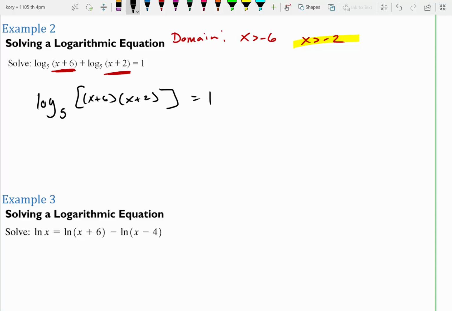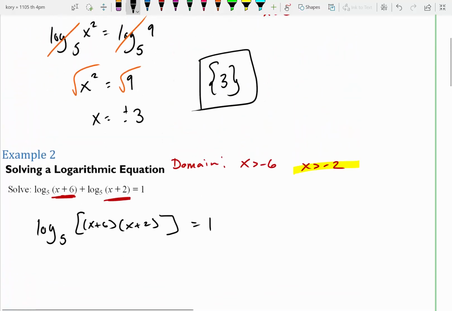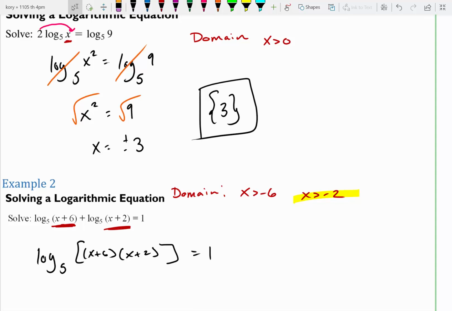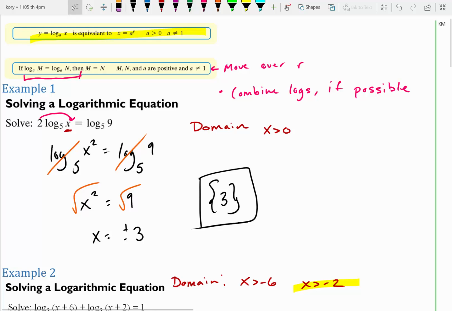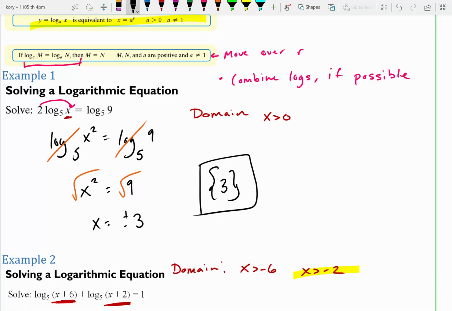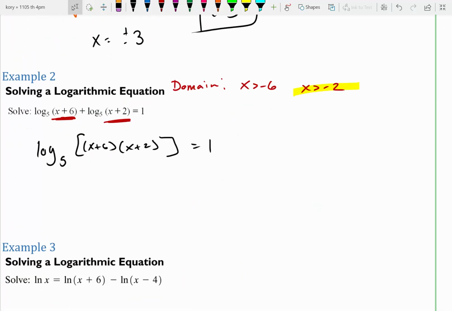Nope, we can't do that, not in this case. You see in example 1 and example 2, in example 1 we have logs on both sides. That's going with the property that we have logs on both sides. On this problem, this is plus, not equals, and there's no log on that side. So you have to approach it differently. You always combine no matter what you're working with. You want to combine things to make it as small as you can.